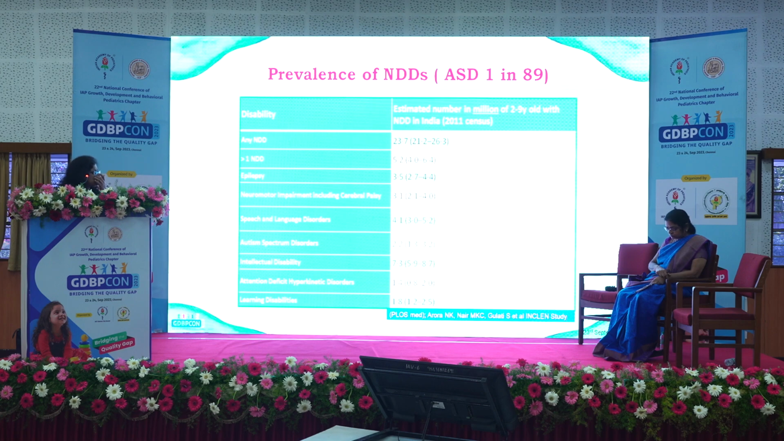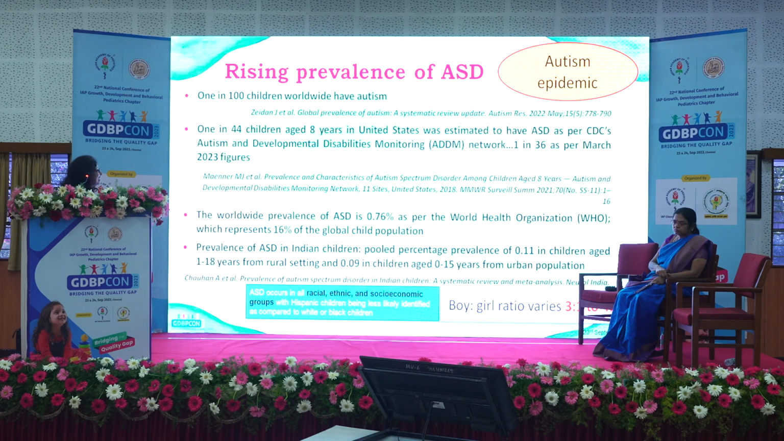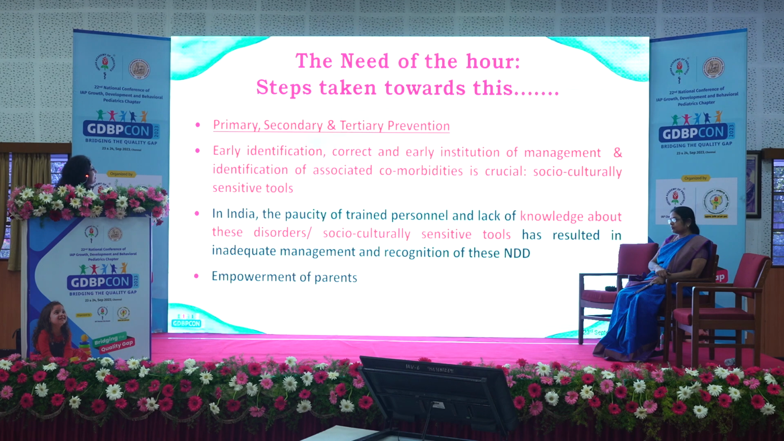And the autism prevalence was 1 in 89 way back in the 2011 data, and this is rising, and now it is 1 in 36 according to the CDC of March 2023. So I mentioned to you that what we need is primary, secondary, and tertiary prevention. Then second is early identification, having socio-culturally sensitive tools. Third is empowering professionals. Fourth is empowering the parents.